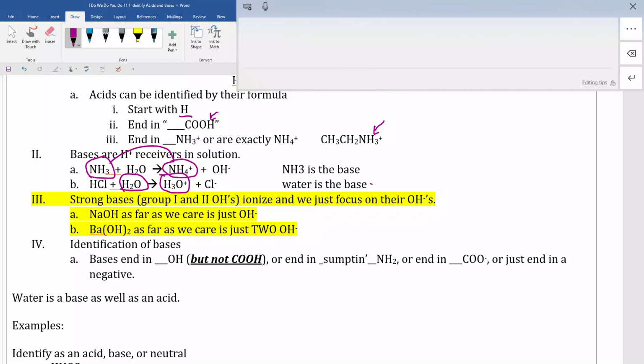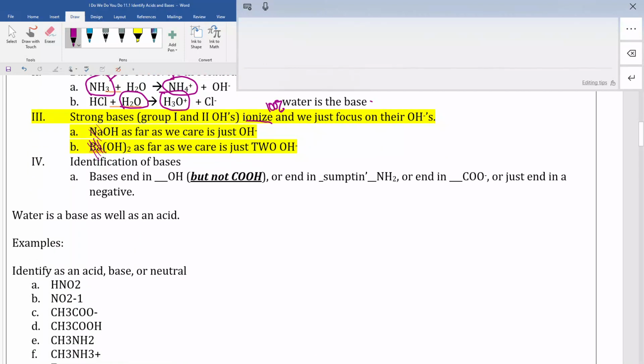Strong bases are group 1 and 2 hydroxides. So strong bases ionize, and we just focus on their OH negative. And they actually ionize. You need to have that word 100% in there. So I bet that's on the pod quiz. How much do strong bases ionize? 100%. NaOH, as far as we care, is just OH negative. Ba(OH)2, as far as we care, is just 2 OHs. So notice how this doesn't do anything. It's just there.